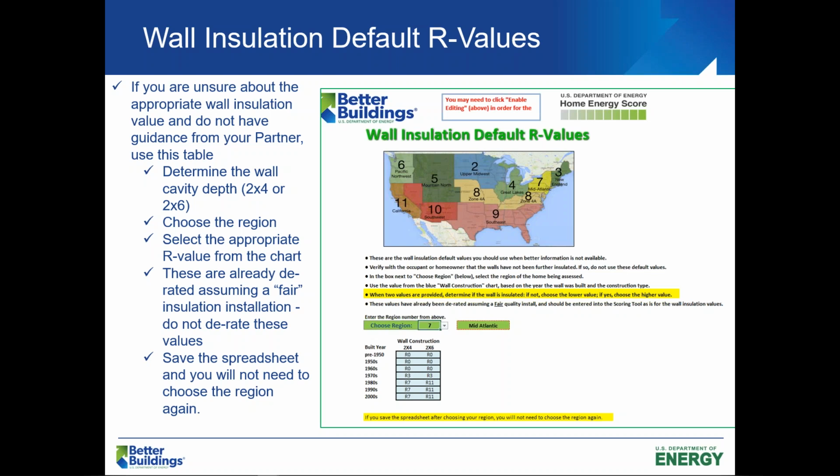Pick your region, then look up whether you have a 2x4 or 2x6 stud spacing. If you have anything more than that, the insulation values are obviously not what are here, but you should have some documentation that tells you what it is. These R values have already been derated. They're assuming a fair insulation installation, so you do not need to derate these values. Just take the value off the table and enter it into Home Energy Score.